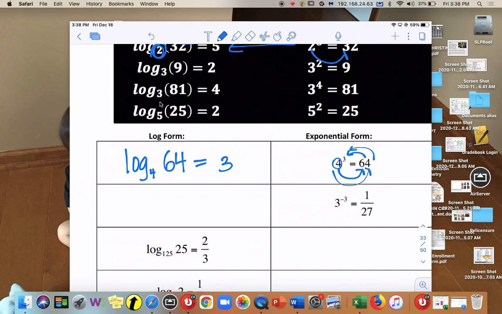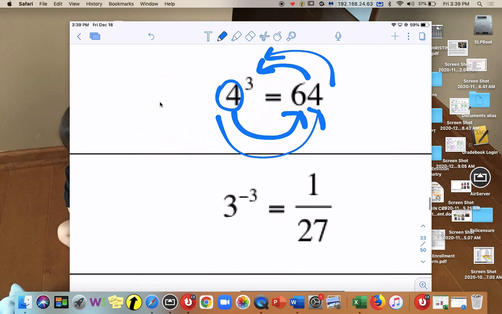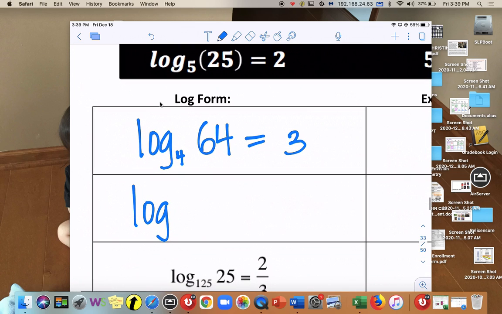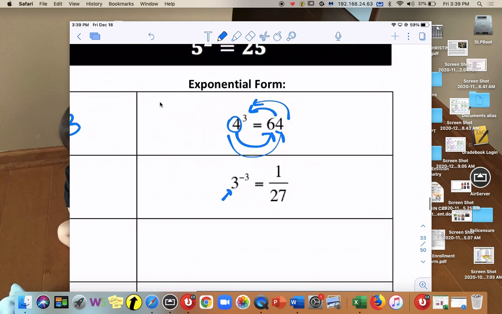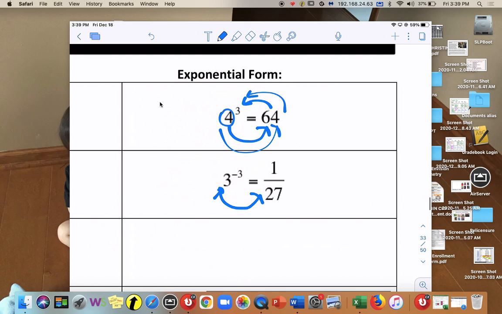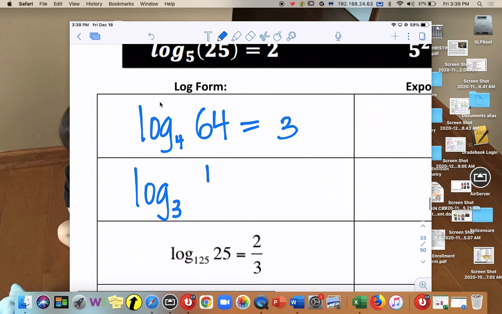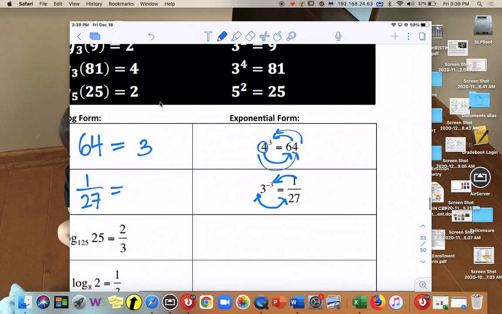Let's try it with the next one. Again, we write the word log. It means logarithm is the inverse of an exponent. And we look for the base. The base is the little number. So here's the base. So we say log base 3 of, and we make a loop. Log base 3 of 1 over 27, and we write the 1 over 27 big. We put an equal sign, and then we put the exponent.